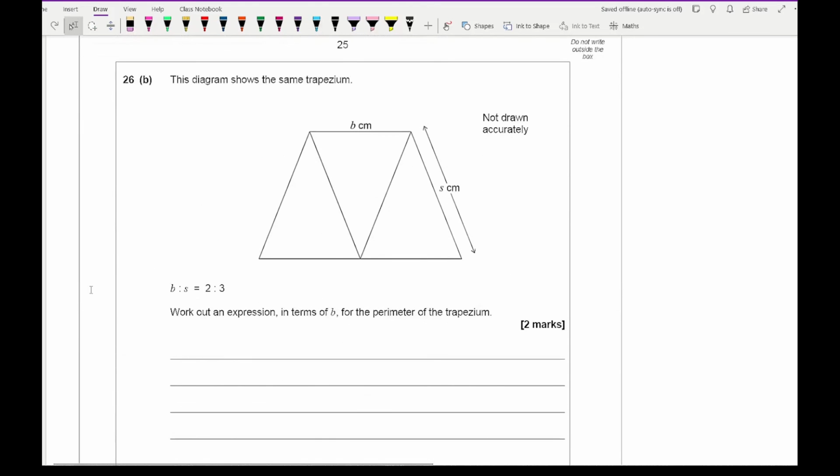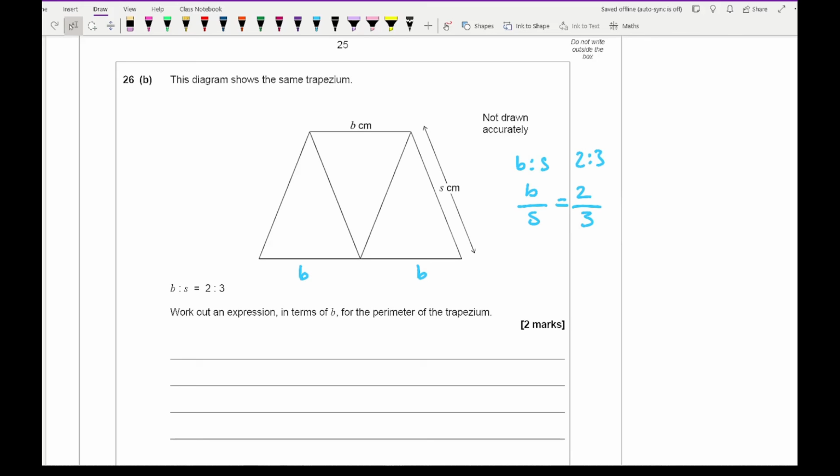Then for question 26b, it says the diagram shows the same trapezium. B to S is in the ratio of 2 to 3. Work out the expression, in terms of b, for the perimeter of the trapezium. Now what I need to do, so this again is b, this is b, I need to convert s into b. So b to s is 2 to 3, so convert this into an equation. I'm going to have b over s equals 2 over 3.